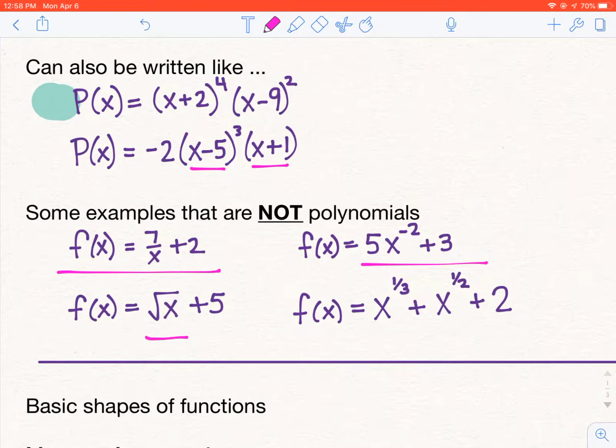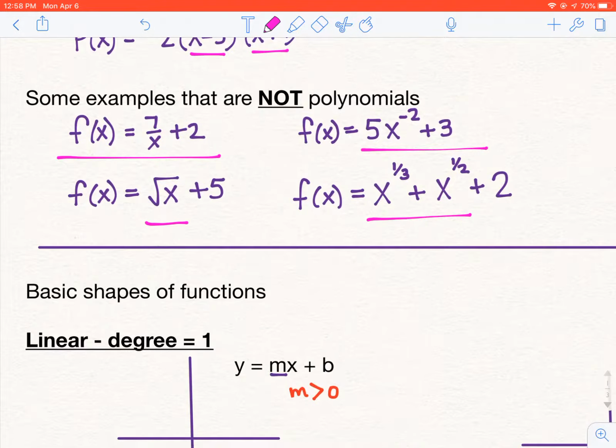The square root of x, that's an exponent of 1/2, if you remember that from the old days. So that doesn't work. And then both of these here, x to the 1/3, x to the 1/2, neither one of those is a whole number, so that's why they aren't.